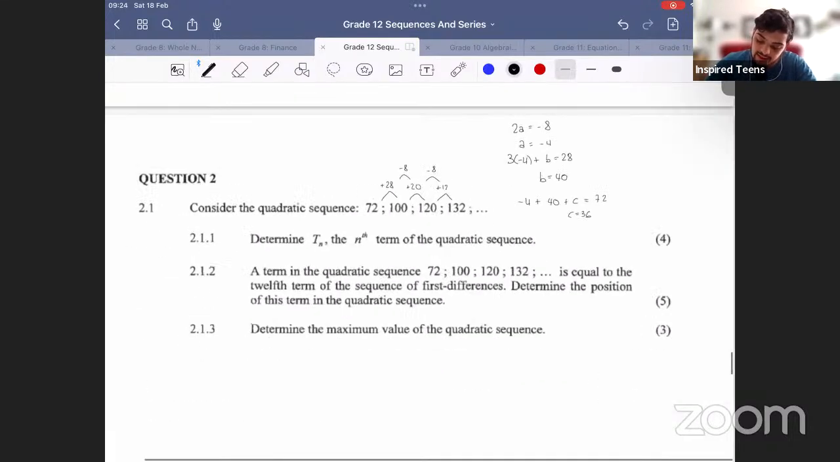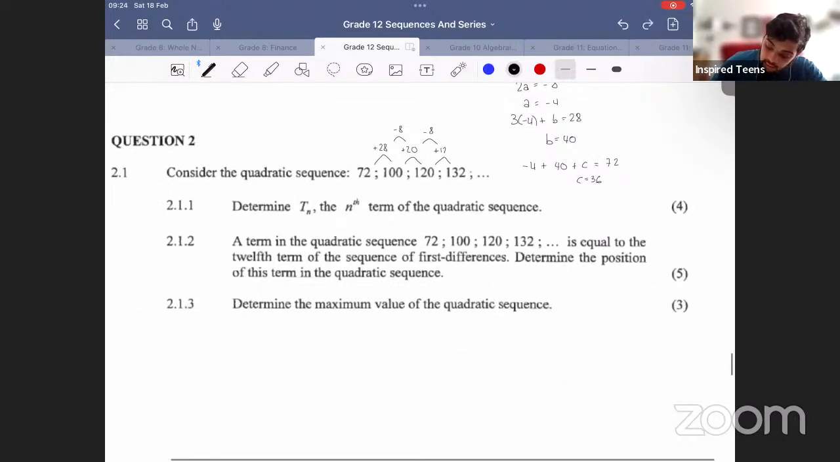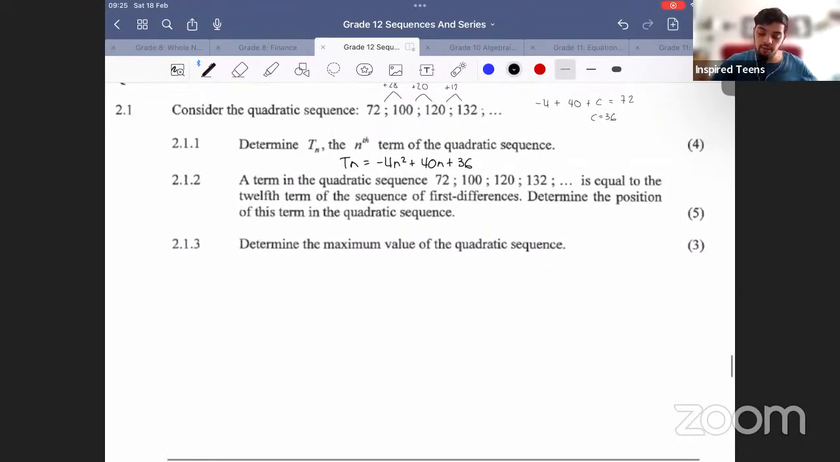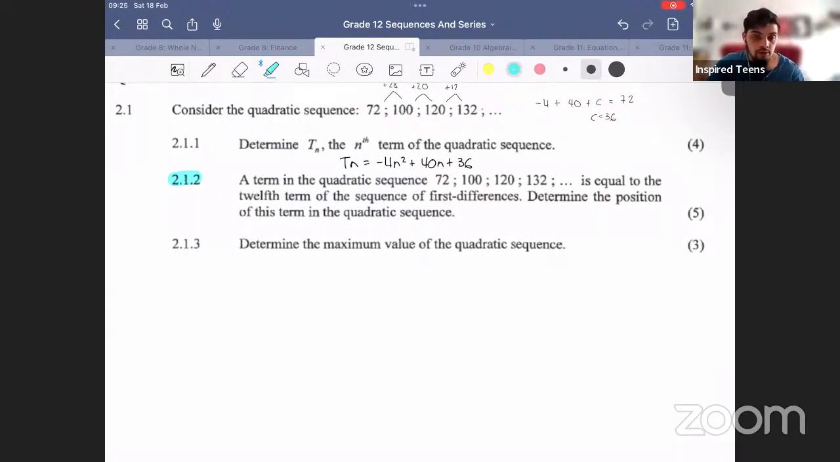So I've solved for Tn. Tn is equal to -4n squared plus 40n plus 36. Okay. Now let's look at the main question that we want to do. So that's a simple question, 2.1.1, right? It's solve for Tn. You need to do some computation. Okay, we're going to try and get there.